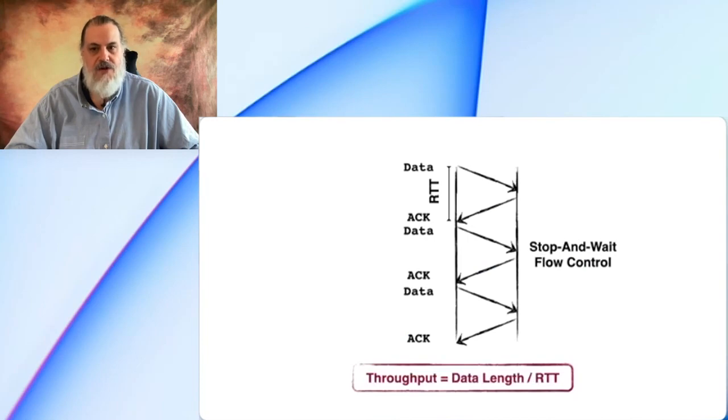So from a throughput perspective, we are limited. If you take a look at it from a networking perspective and look at it through throughput, just in trying to get data across, this stop and wait operation of sending a piece of data, waiting for a response, sending another piece of data, waiting for a response, is limited by the round trip time. And you can definitely calculate it.